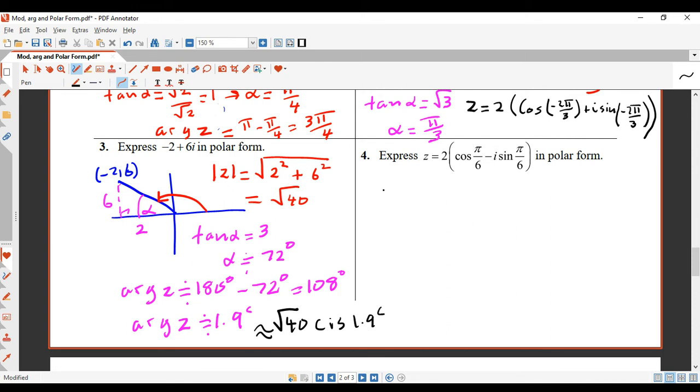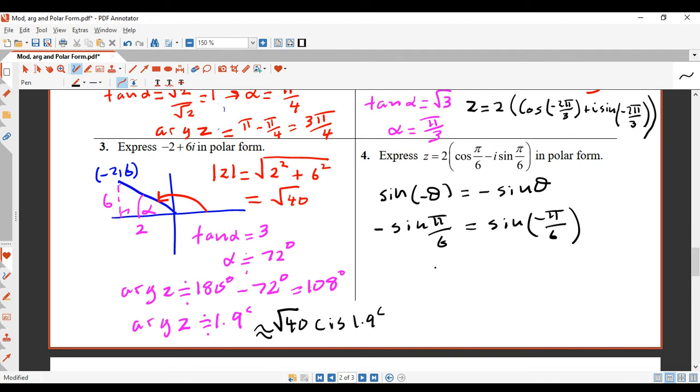Now, we are going to use an identity here, which you might have seen before. Sine of minus theta is equal to minus sine theta. So that means minus sine pi on 6 is just sine of minus pi on 6. Okay, so that means we can write this down as z is equal to 2 cosine. Before we do that, it's not quite ready for polar form.